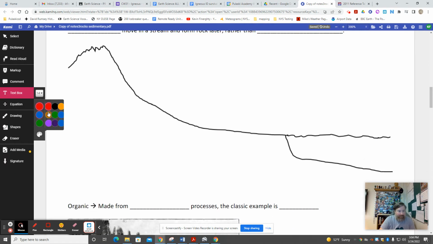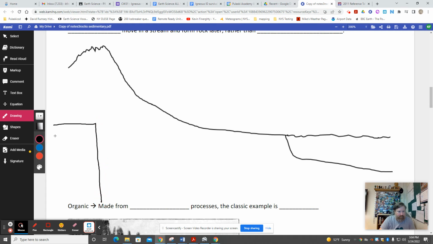Right? So here's what happens. You don't have to write this down if you don't want. Salt is NaCl. That's the formula. It's on the back of your reference tables if you want to look at it. Halite. Put it into water. Stir it up. It dissolves.